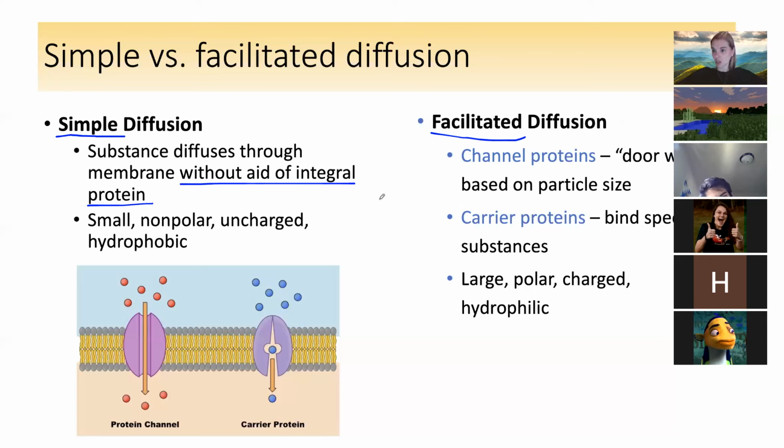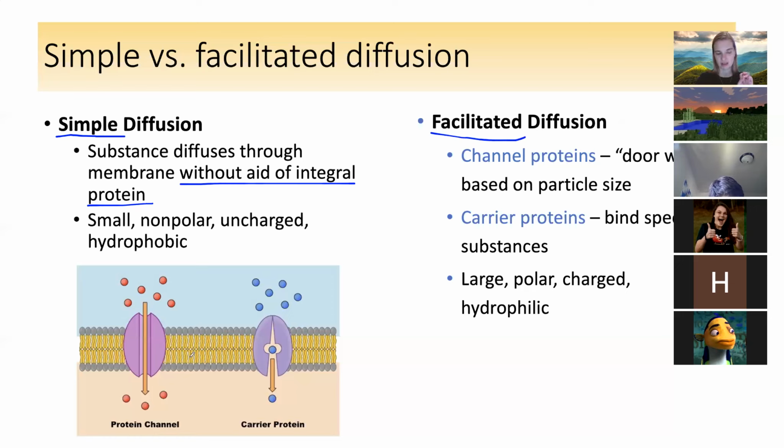You have garage doors that cars can drive in and out of. So channel proteins are like doors. It's going to be based strictly on the particle size. As long as it fits through that channel, the particle or molecule can move through. Carrier proteins are going to be a lot more specific. They actually have to bind to the specific molecule in order for the molecule to pass through.